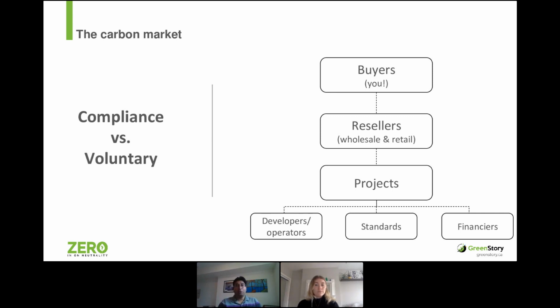And the next layer would be the reseller layer, which includes companies and not-for-profits who are selling these carbon offsets, but are not actually producing them. Green Story would be one of the resellers in that sense. And finally is the buyer layer, which includes all the individuals and companies which buy the offsets from resellers or project developers.